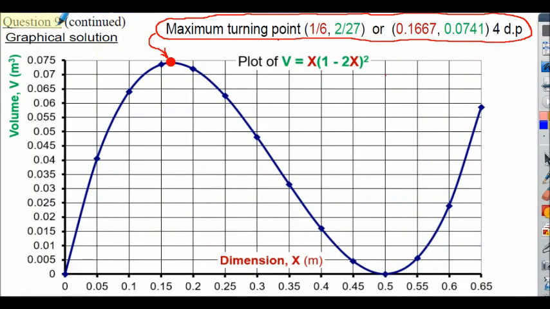Question 9 continued. Here's the graphical solution. There's the maximum turning point location, given in fraction form and also in decimal form, so 4 decimal places. And of course the minimum turning point is shown here, but that's not a valid solution in this case because that cannot form a box.